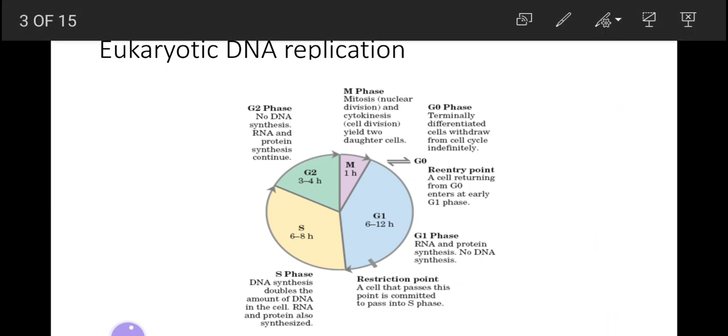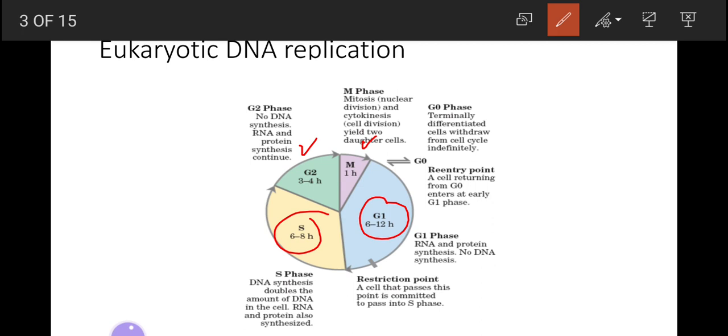This is a picture of the eukaryotic cell cycle. The events surrounding eukaryotic DNA replication and cell division are coordinated, and this coordination is in the form of the cell cycle. The period preceding the replication is called the G1 phase. DNA synthesis occurs in the S phase, S is for synthesis. After the S phase, there is another gap, G2 phase, then the M phase.